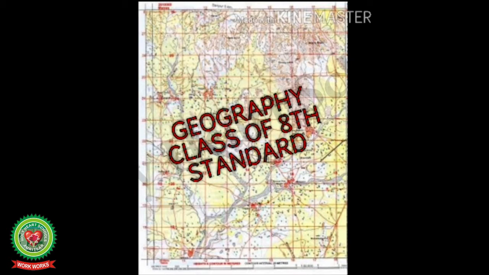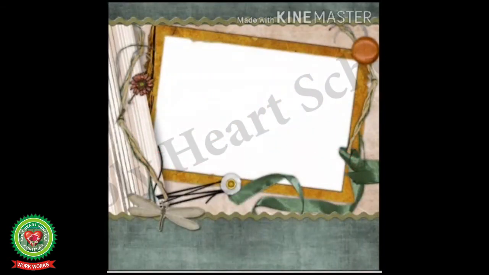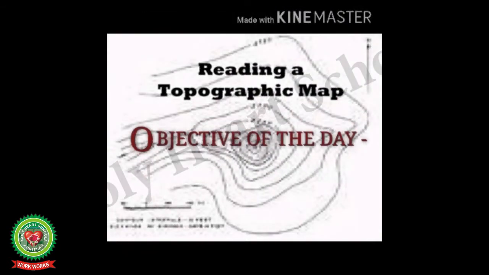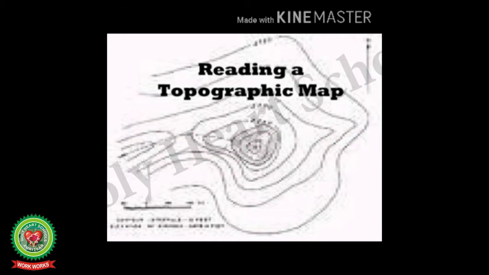As we are doing lesson number 1, representation of geographical features, today we will start from page number 24 to 25 of your geography book. Students, the objective of the day is to discuss the basics of topographical maps. Today we are going to focus on reading of a topographical map.